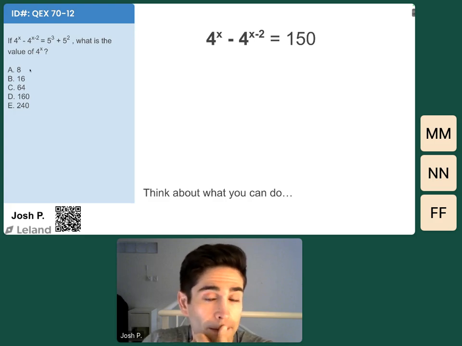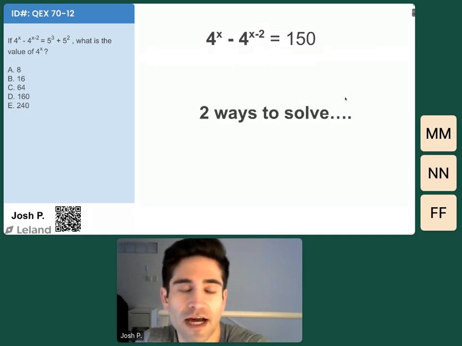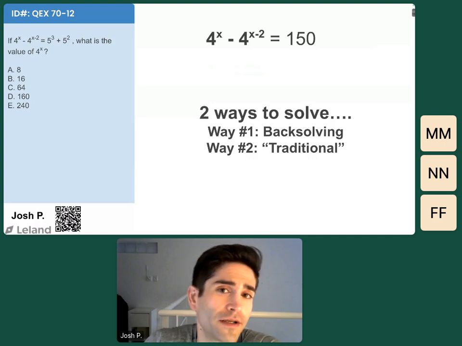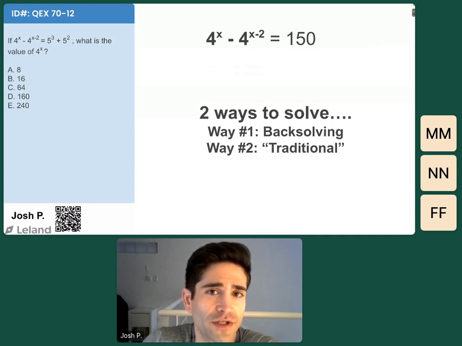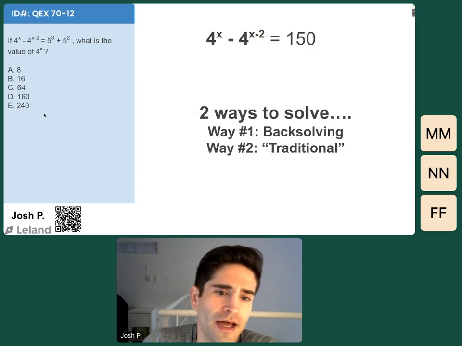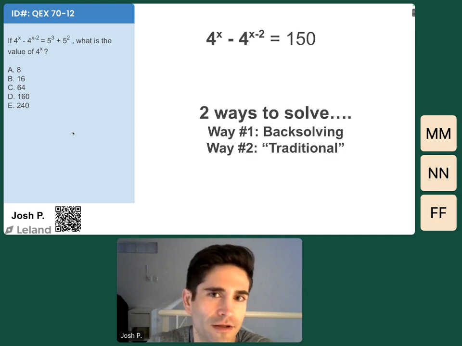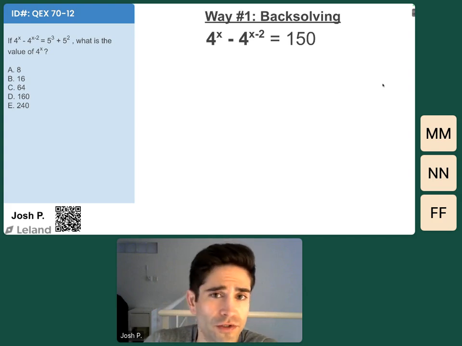And that's why there are actually two ways I would approach this problem. Way one, back solving, essentially using the answer choices to our benefit. And the second way, the traditional algebraic way. We are first going to do the back solving way.